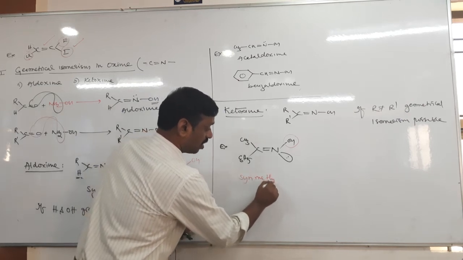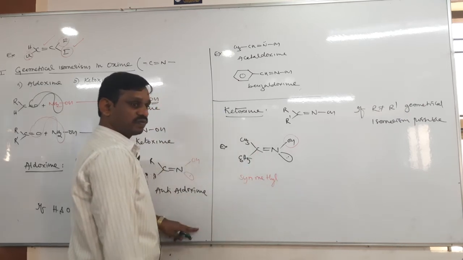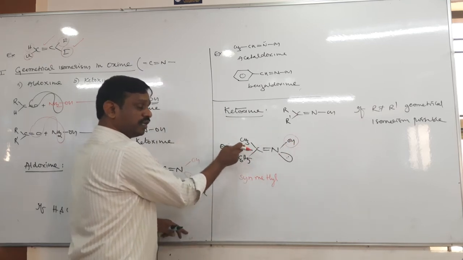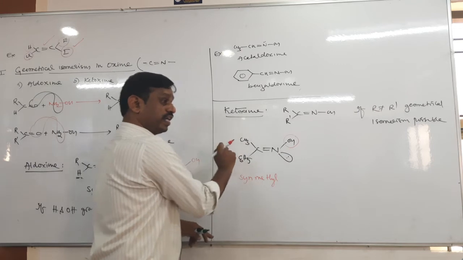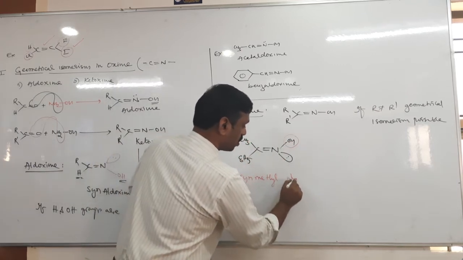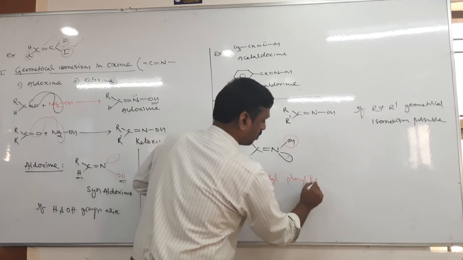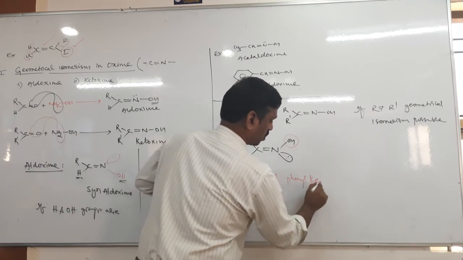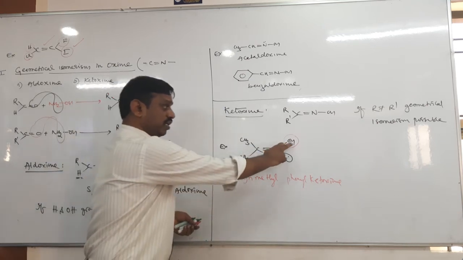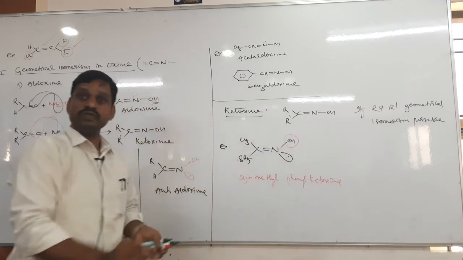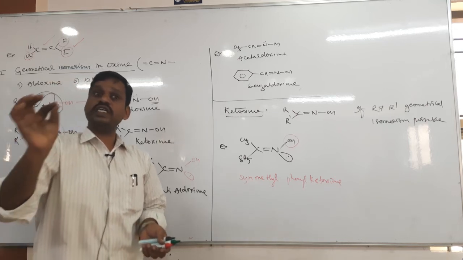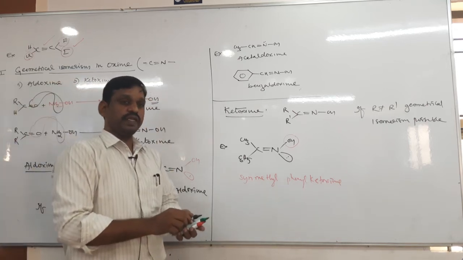Syn methyl. Syn for what? It is methyl, no? Therefore, syn methyl and it is a phenyl ketoxime. Ketoxime. The OH and methyl groups are on the same side, therefore it is called syn methyl. The methyl group is on the same side as OH. That is the meaning of syn methyl.